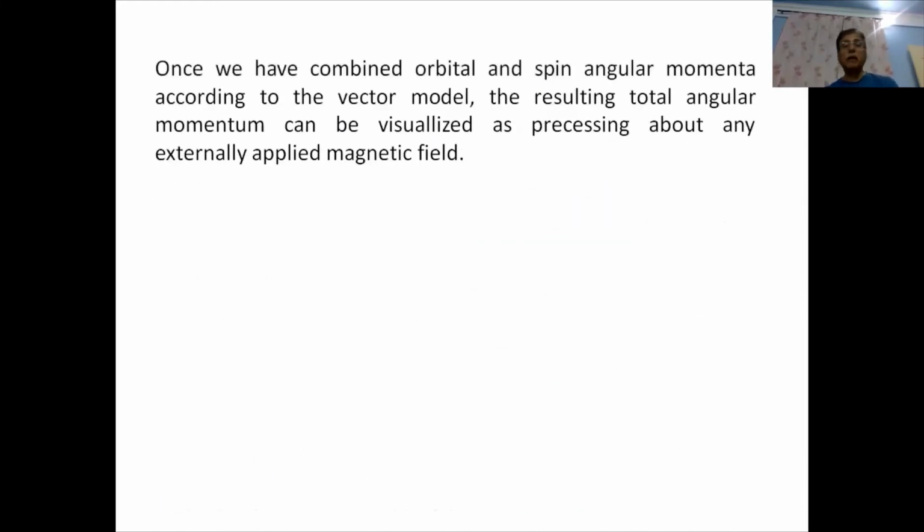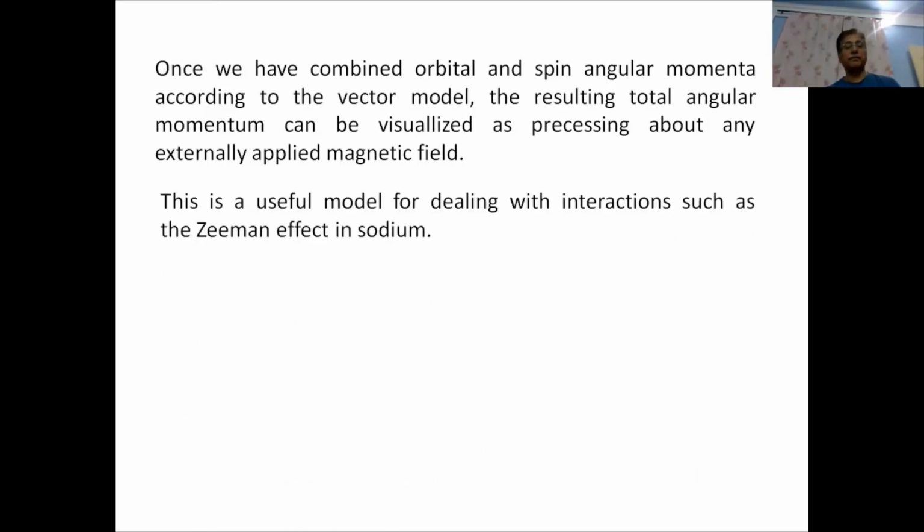Once we have combined orbital and spin angular momenta according to the vector model, the resulting total angular momentum can be visualized as precessing about any externally applied magnetic field. So we have orbital momentum and spin angular momentum, and they combine together to make a resultant angular momentum. This angular momentum may be considered to be precessing about the external axis in the direction in which we have applied the magnetic field. This is a useful model for dealing with interactions such as the Zeeman effect in sodium.